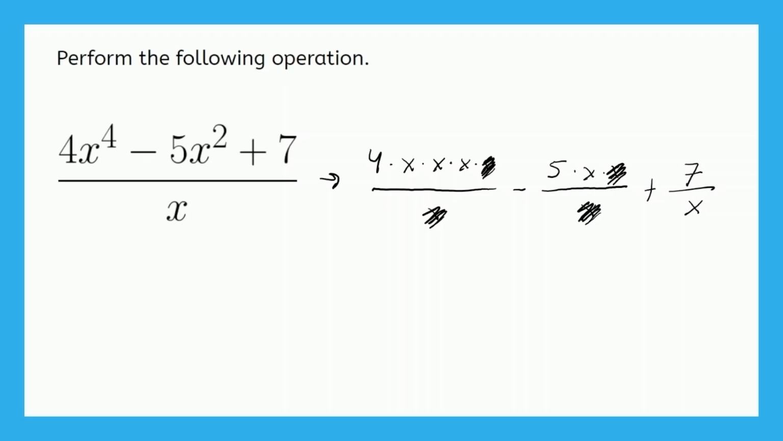But we do not have any x on top in this last fraction. So we cannot get rid of the fraction, because there's nothing to cancel. So let's rewrite everything that we have now as simply as possible. So 4 times x times x times x is 4x cubed. So we have 4x cubed, and then minus, we have 5 times x is the same as saying 5x. And then lastly, we cannot get rid of this fraction like I mentioned, so this third part of the polynomial is going to remain a fraction, so we're going to say plus 7 over x.